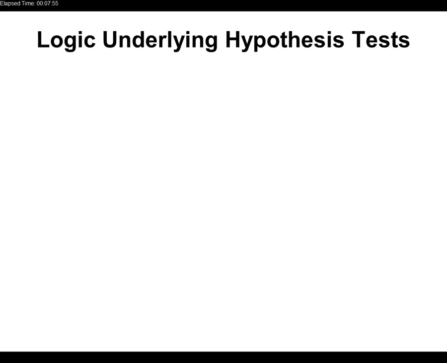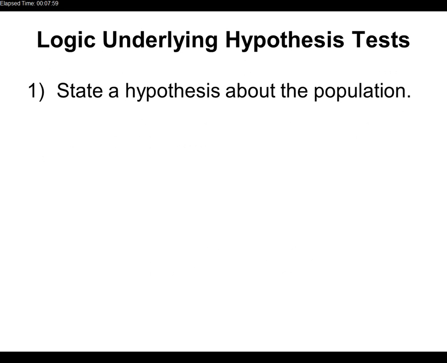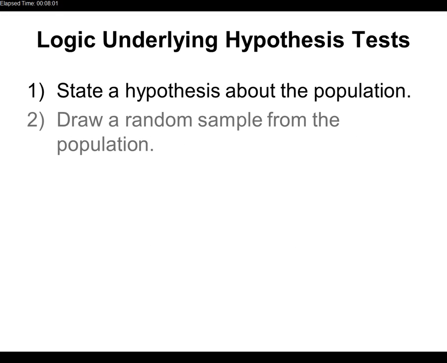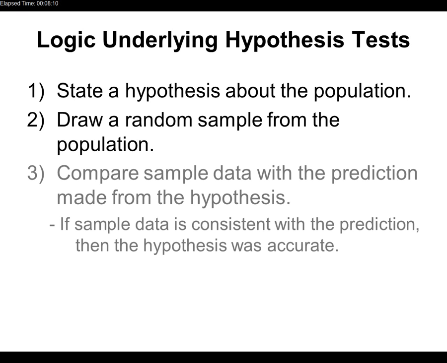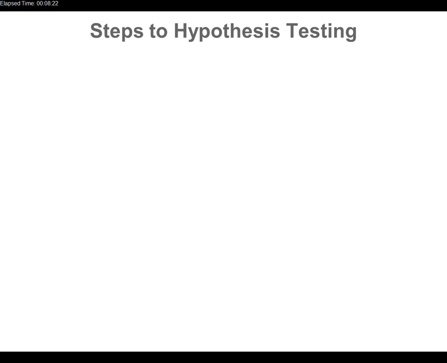The logic underlying the hypothesis test is that, 1, you state a hypothesis about the population. 2, you draw a random sample from the population, just like we were talking about before, the gold standard, the random sample. 3, we compare sample data with the prediction made from the hypothesis. If the sample data is consistent with the prediction, then the hypothesis was accurate. What does this mean? These are the steps for how to do it.